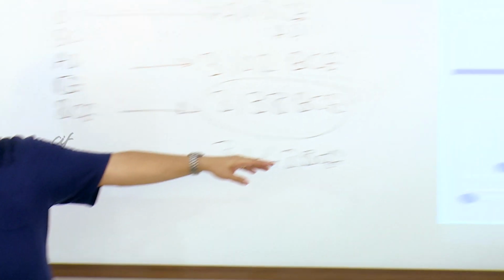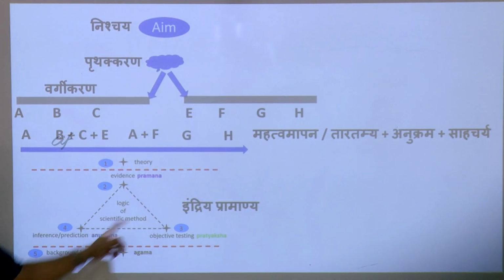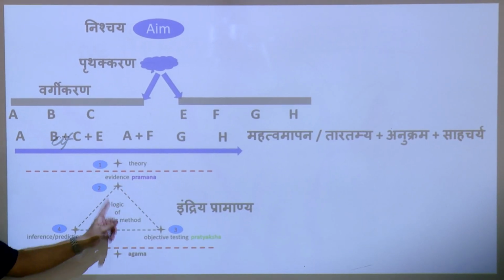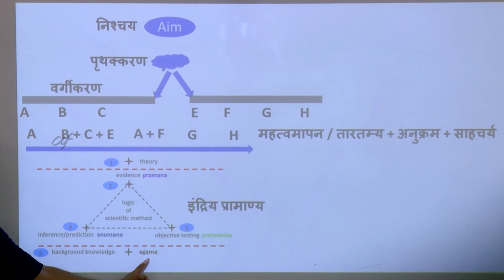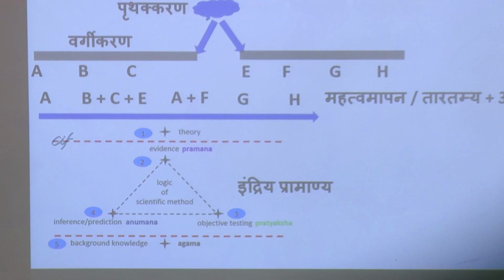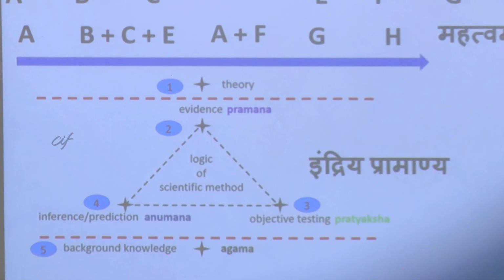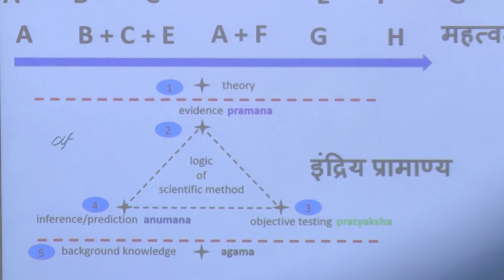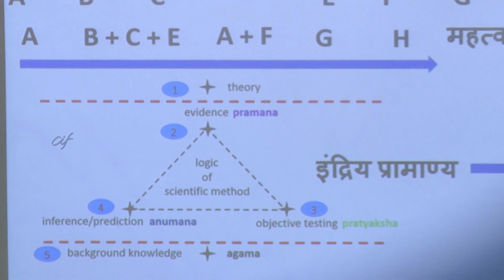Then we'll go more, but this is essentially that pratyaksha, anumana, agama, pramanani. Okay, so I wrote it there: pratyaksha, anumana, agama, pramanani. That is that triangle of Sir Karl Popper. So actual objective testing. Yatish, if you came late, take notes, but I'm going to give all these slides.